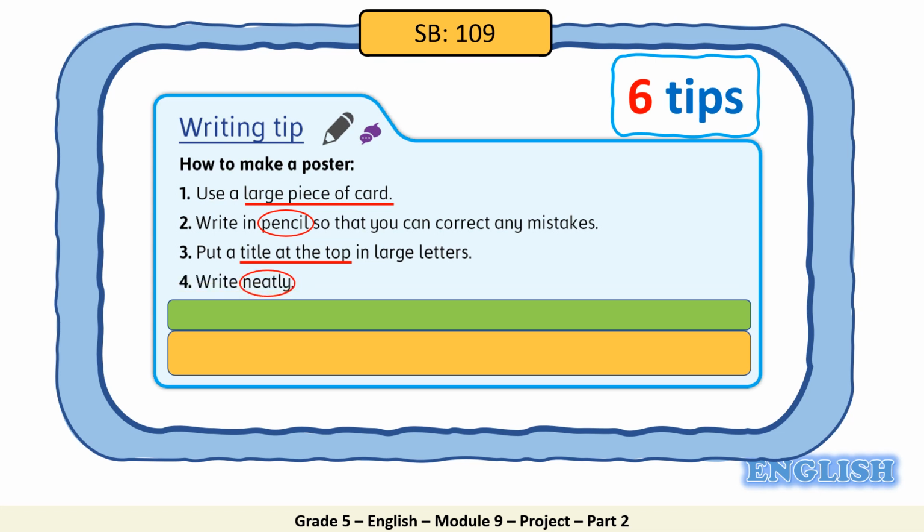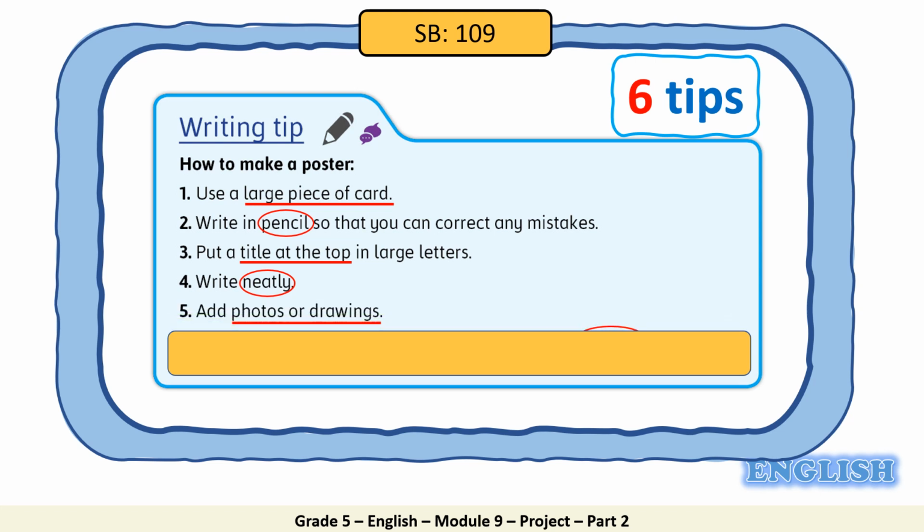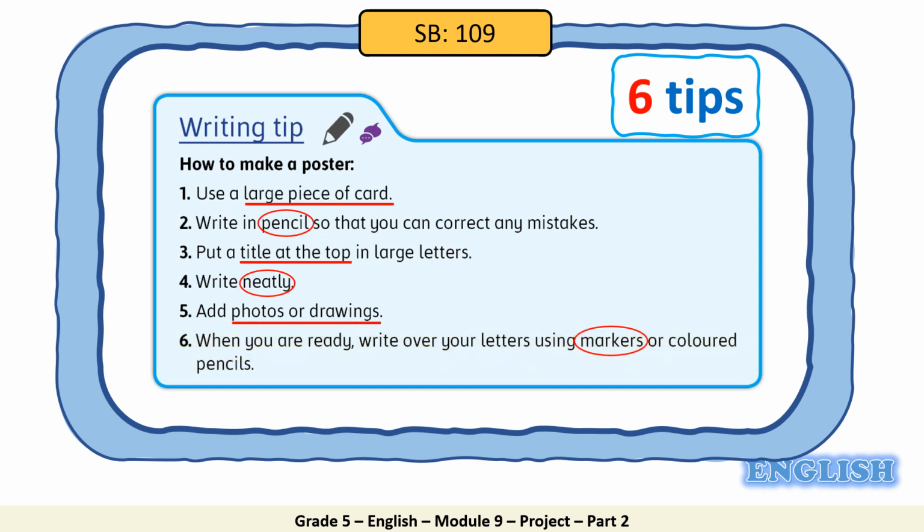Number 4. Write neatly, so the poster will be clean and attractive. Number 5. Add photos or drawings. You can draw your own pictures or you can download them from the internet. Number 6. When you are ready, write over your letters using markers or colored pencils. Use suitable colors and make sure they are easy on the eyes.